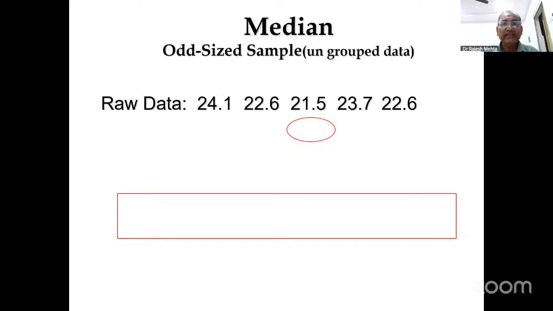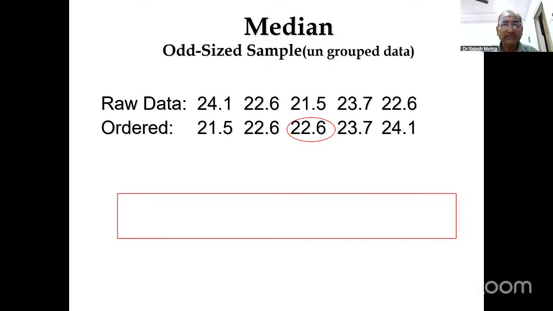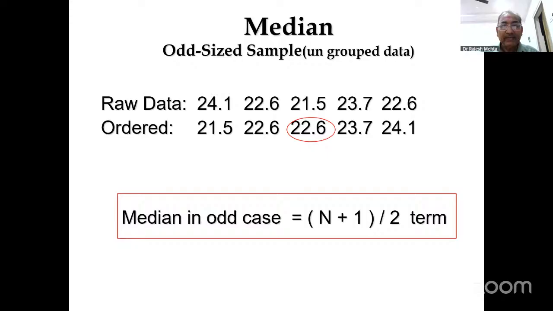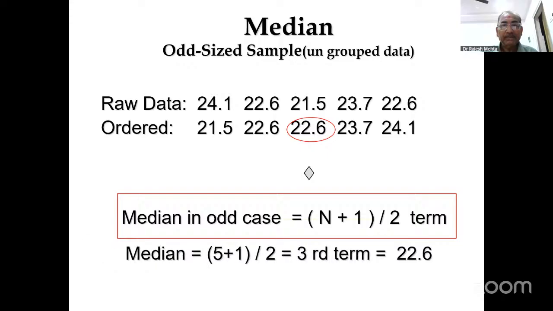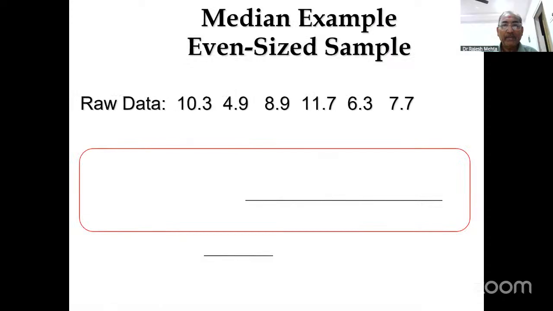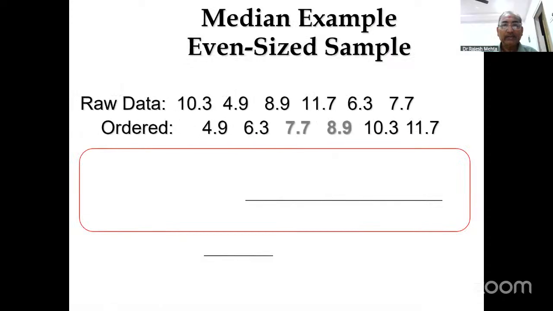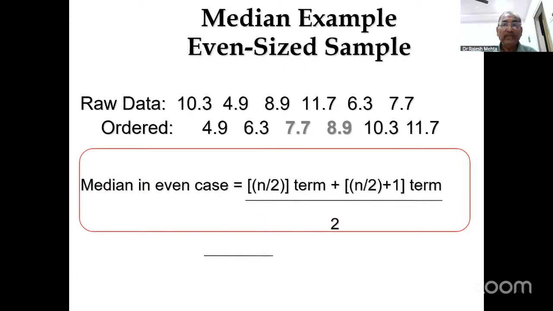This is an exercise whereby you will be arranging the data and finding out the middle value. In this case, you have two middle values, 7.7 and 8.9. So you get a mean of that. That will give you the middle value, the median.